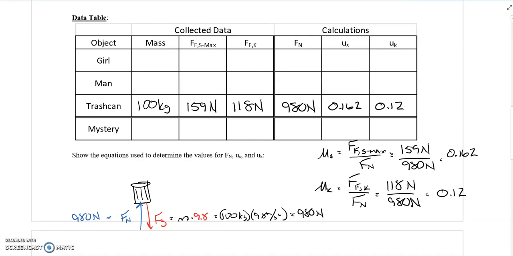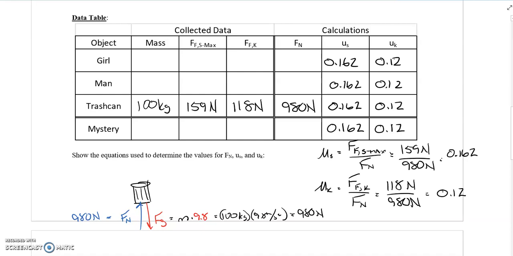Now again, depending on where you put the sliding bar, you're going to get different values. But as long as I don't move the sliding bar, this is going to be 0.162 all the way through because the surface doesn't change. We'll assume the box and the mystery box and the can are all the same surface. They're getting the same friction. So I can populate this in, and if I calculate, I should get all those values.